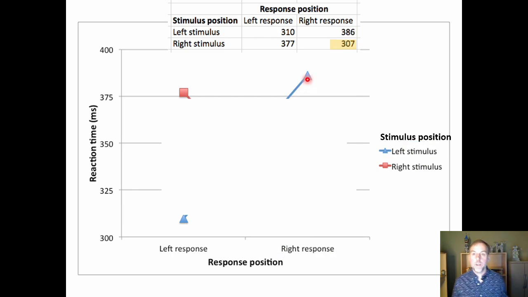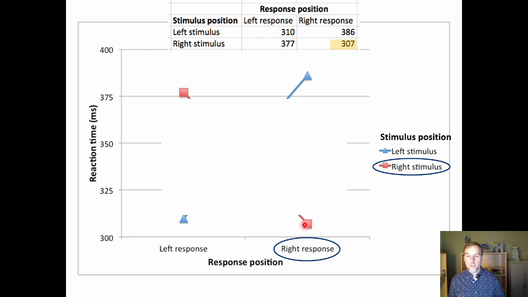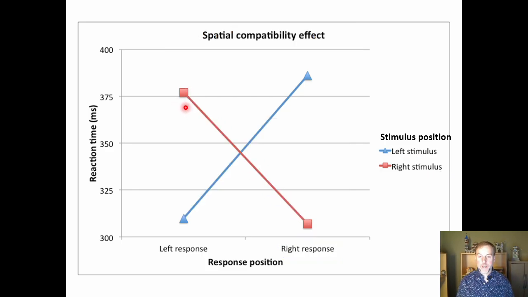And last one, right response, so again over here on the right of the graph, right stimulus, so a red square, and that's got to go at 307, right about here. The last thing we do is we connect the like stimuli together. So the two red squares get connected with the line, and the two blue triangles get connected with the line. And there we go. We've got our stimulus response compatibility graph.